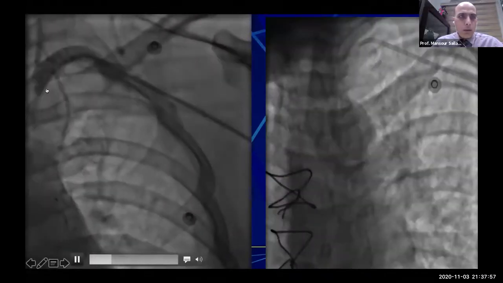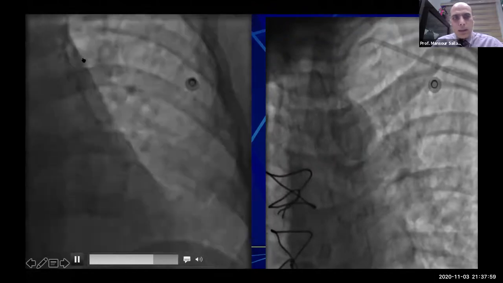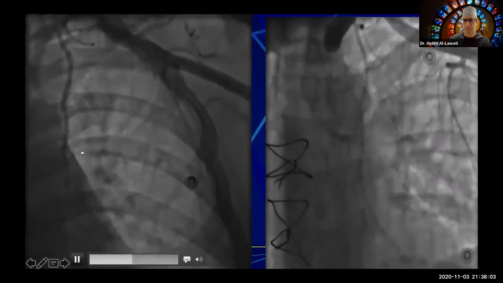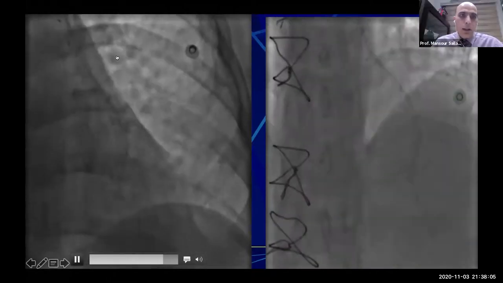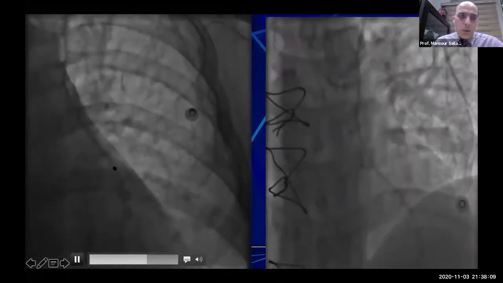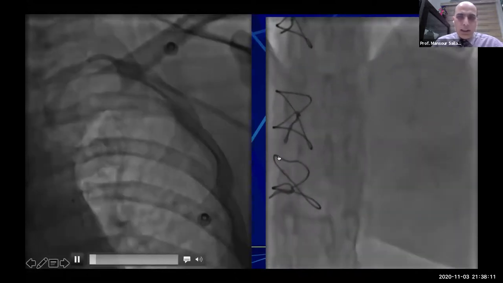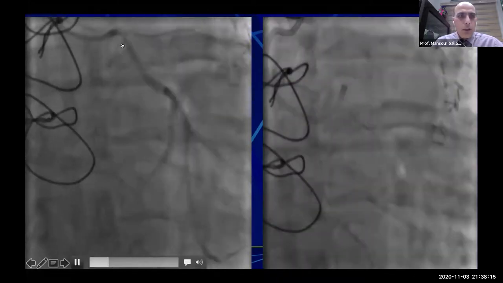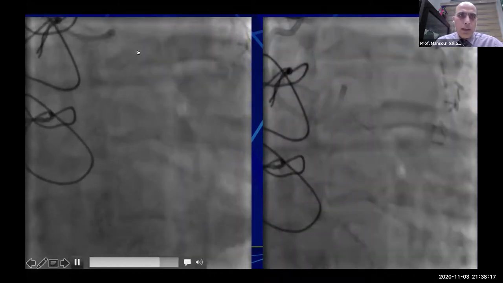So I non-selectively selected the LIMA, which is flowing, I think, nicely, with TIMI 3 flow. The LIMA itself appears a little bit small or medium size, with good distal runoff in the LAD, with good distal anastomosis. So selective cannulation of the left system, I think, elucidated right now.